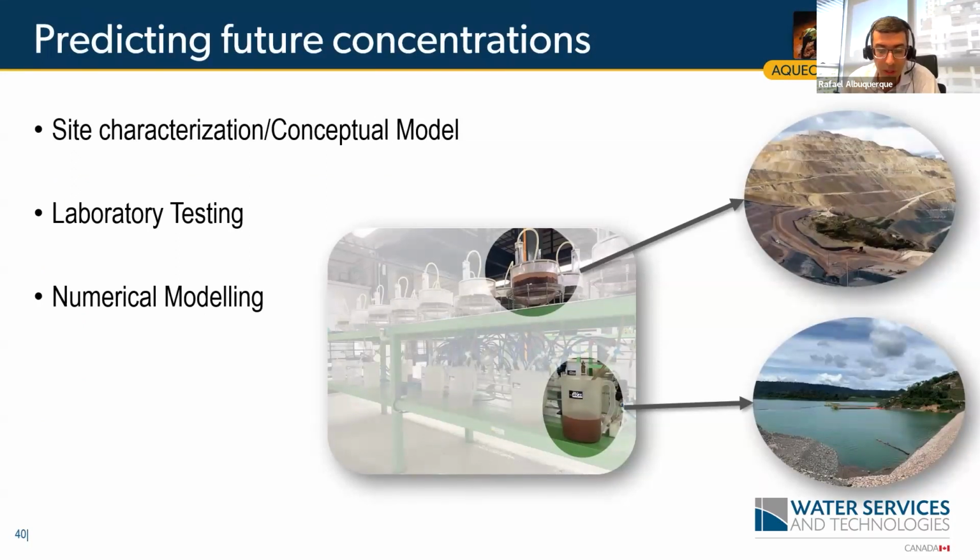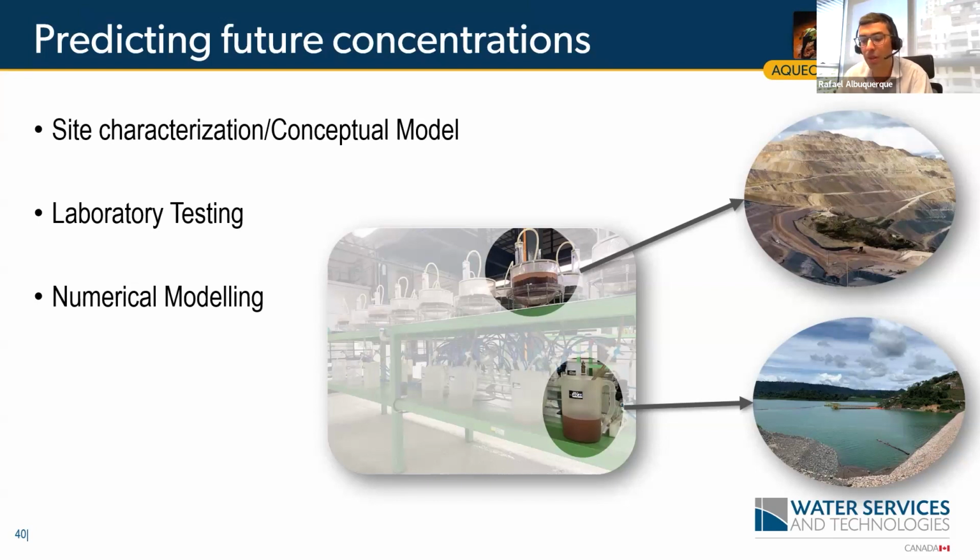And then when we are talking about predicting future concentrations, we need to take into consideration the site characterization conceptual model, right? So what's our conceptual understanding of the chemical and physical processes taking place there and the flow system, and usually a combination of laboratory testing on the samples that we collected and numerical modeling. Why laboratory testing and numerical modeling? Because there are many laboratory tests that stimulate the reaction, so we can use them to see what kind of solution compositions come out of them, right?